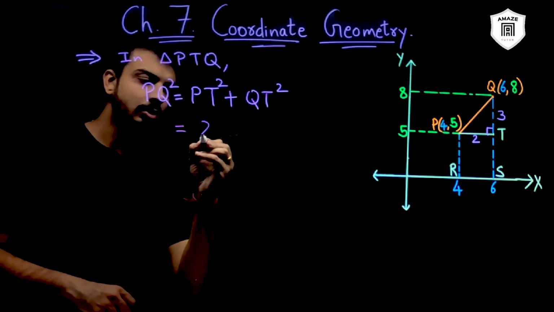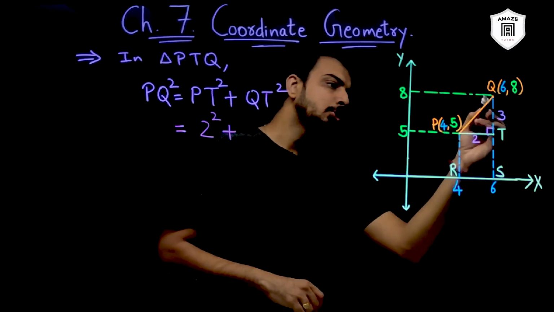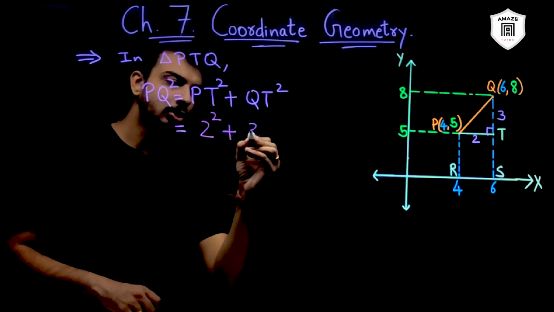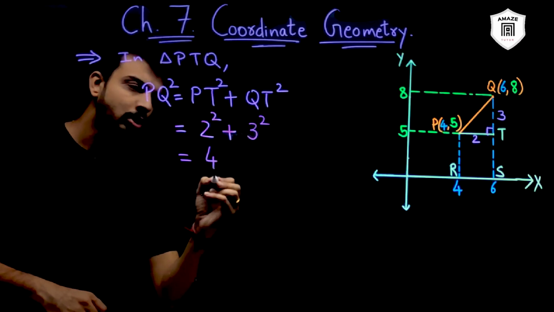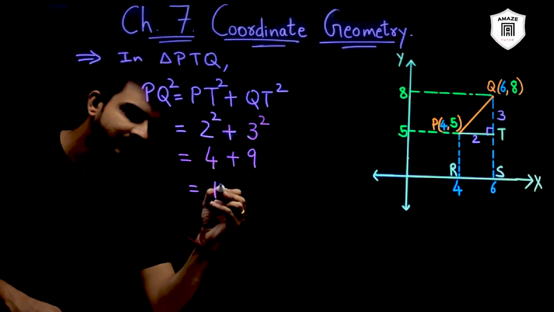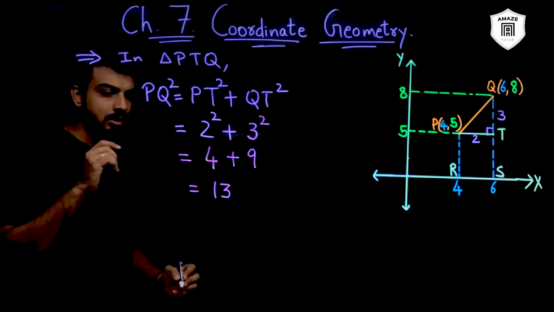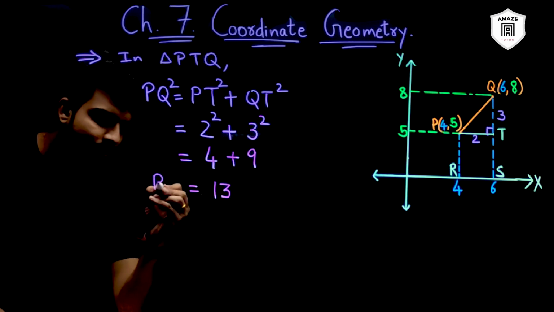So let me write down here 2 square, plus what is QT? QT is 3. So this is going to be 3 square. What is 2 square? It's 4. What is 3 square? It's 9. What is 4 plus 9? This is 13. 13 is not the length of PQ. It is PQ square, right?